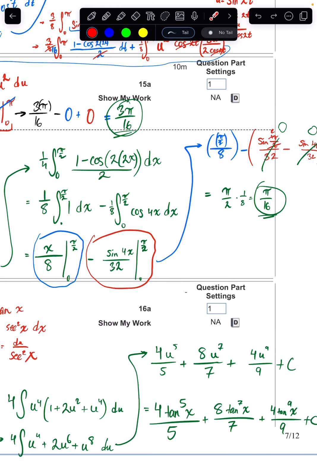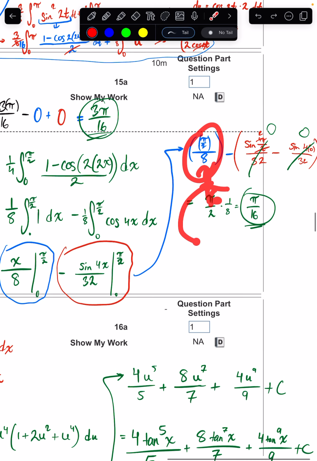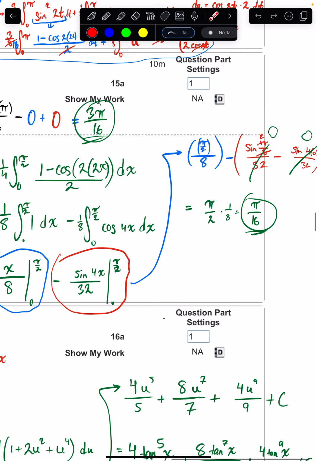And then pi over 2 over 8 is just pi over 16. So I could have written pi over 16 over here for this, but oh yeah, I did write that. I explained how I got that over there. And then sine of pi over 2 is just 1.